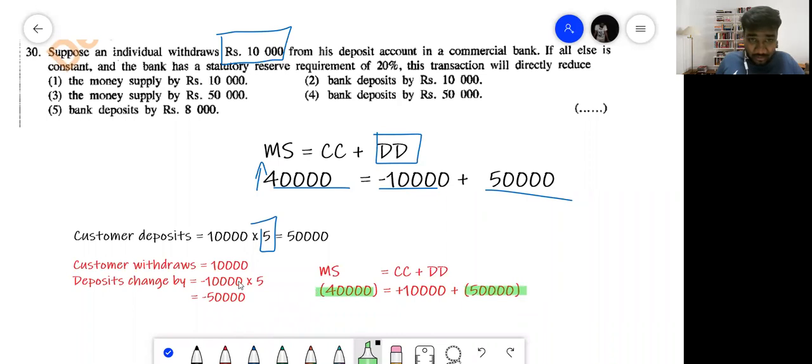So when a customer withdrew 10, or even currency held by public increased by 10,000, if that is there also, that's also correct. So which one do we have? We have answer number 4, right? Bank deposits. This will directly reduce bank deposits by 50,000. Bank deposits is what you call demand deposits.